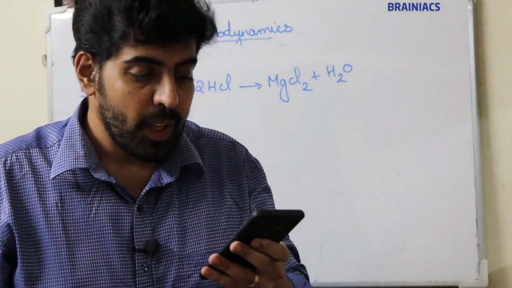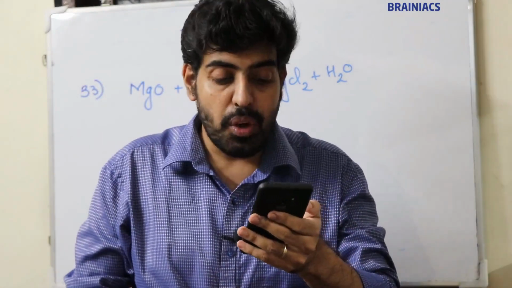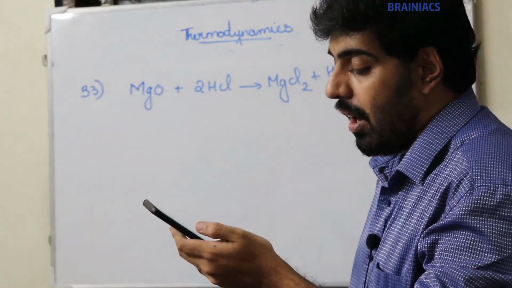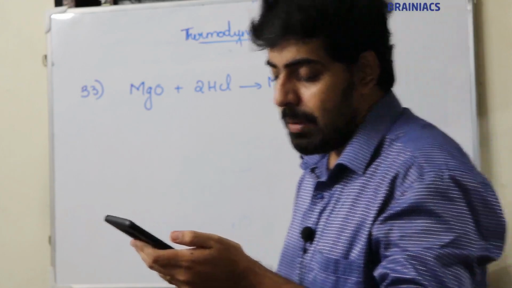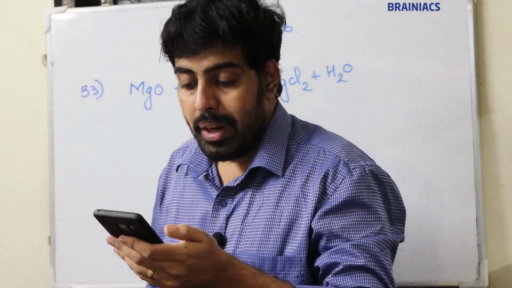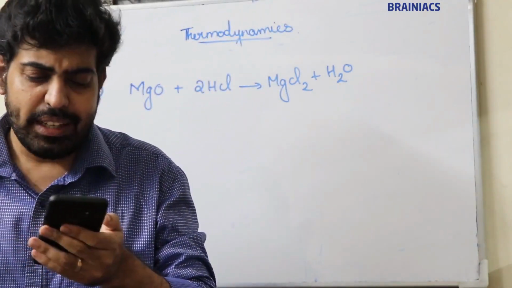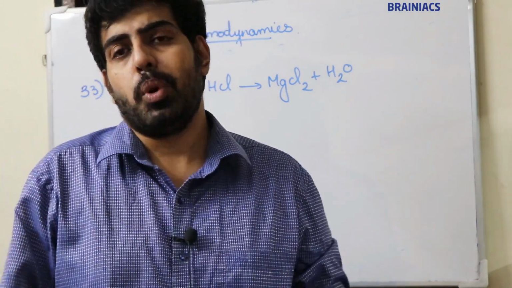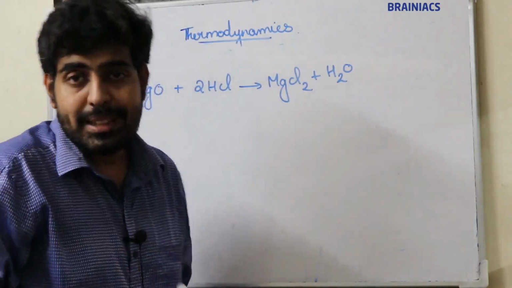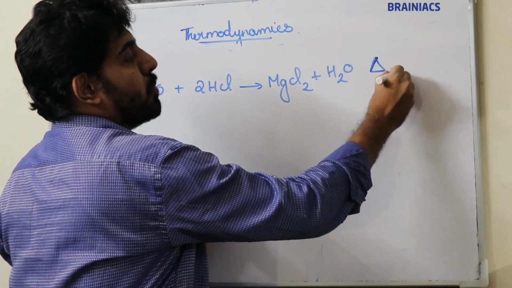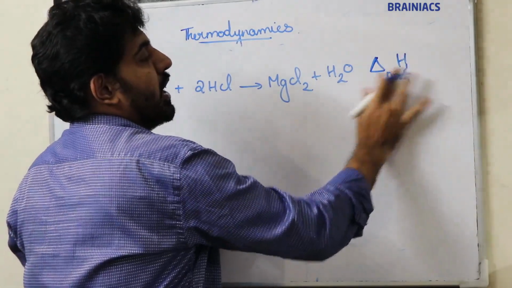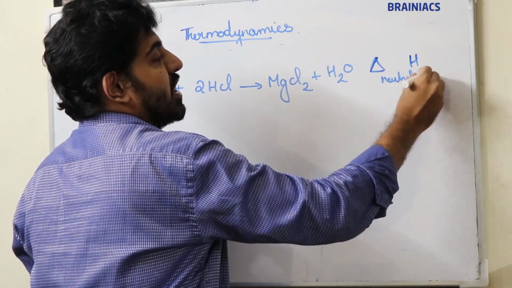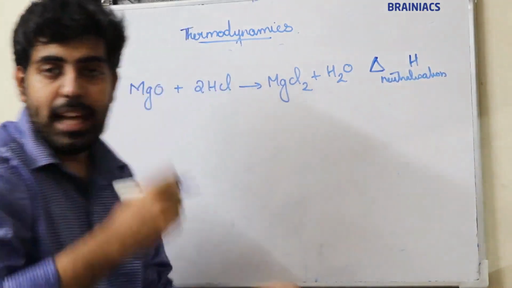Question number 33. The absolute enthalpy of neutralization of the reaction MgO plus 2HCl giving MgCl2 plus H2O will be: 1, less than minus 57.33 kilojoules per mole; 2, minus 57.33 kilojoules per mole; 3, greater than minus 57.33 kilojoules per mole; 4, 57.33 kilojoules per mole. I'll explain that one. Now, what is enthalpy of neutralization? Enthalpy of neutralization, delta H.